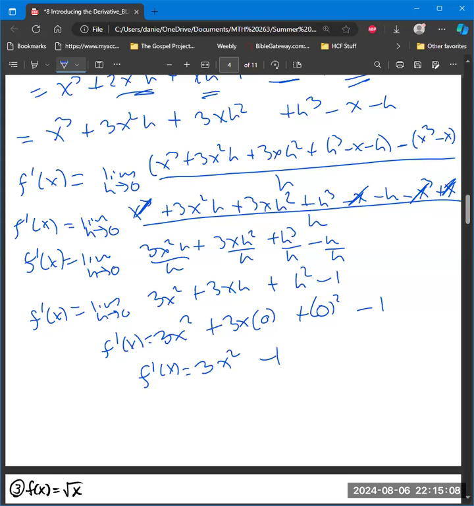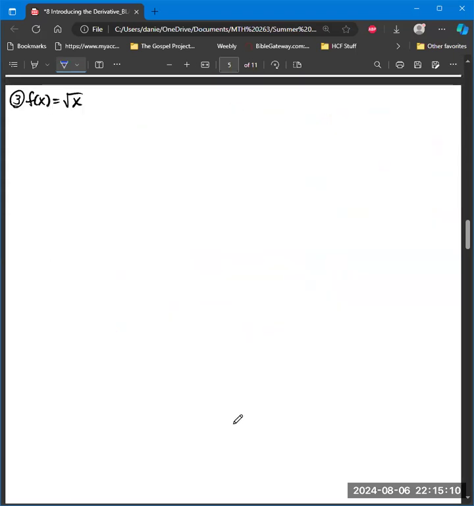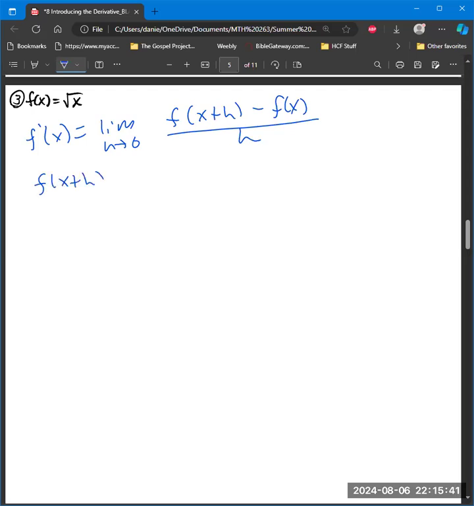All right, let's take on this next one, which is going to be a little bit different because we're going to have a square root involved. Remember your techniques from difference quotients back in pre-calculus and how we needed to rationalize the numerator when we had a square root function. So f prime of x is equal to the limit as h goes to 0 of f of x plus h minus f of x divided by h, where f of x plus h is equal to the square root of x plus h.